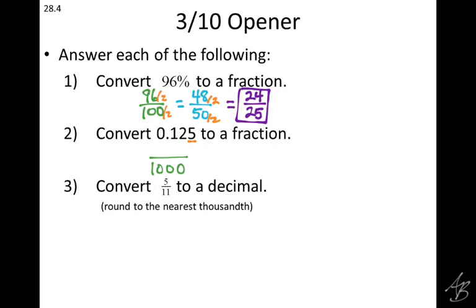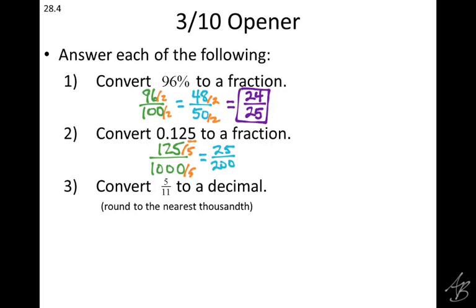What's going to go in the numerator? 125. Once I write the fraction, what do I need to do? Box. Oh, don't box that. We can reduce that, right? So it's not divisible by 2, but it is divisible by 5. 125 divided by 5 is 25, and 1,000 divided by 5 is 200.